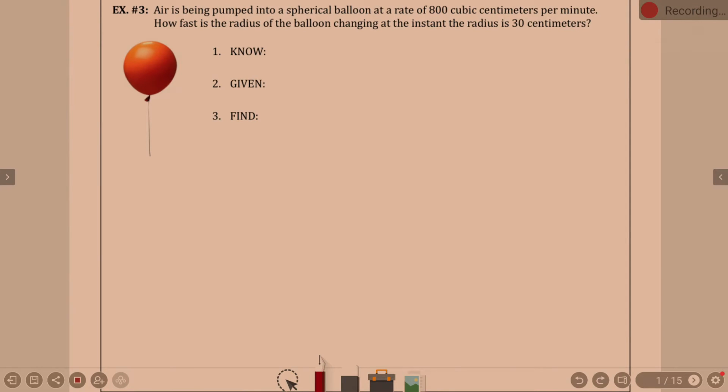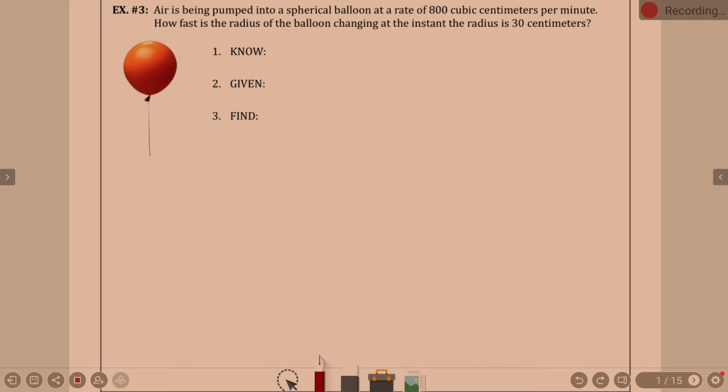We are ready for example 3. Start working our way through these related rates problems. Air is being pumped into a spherical balloon at a rate of 800 cubic centimeters per minute. How fast is the radius of the balloon changing at the instant the radius is 30 centimeters?